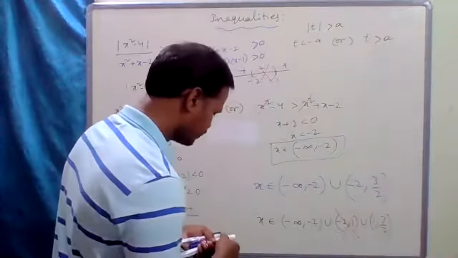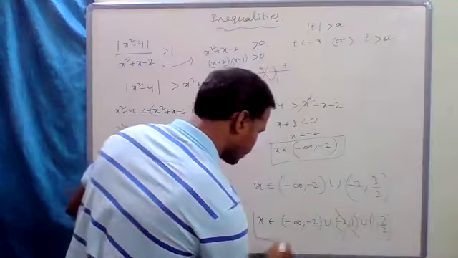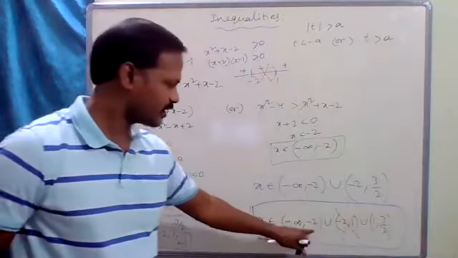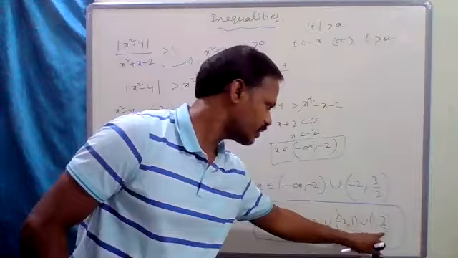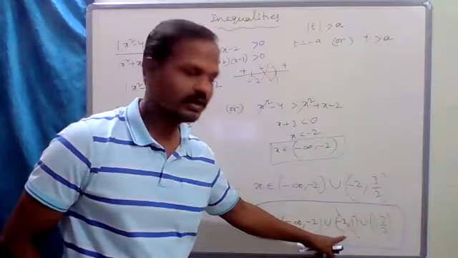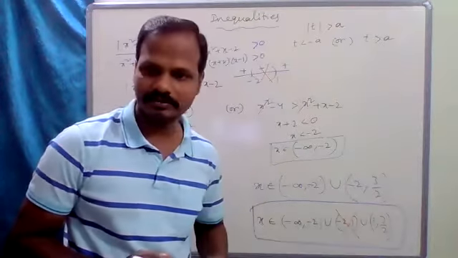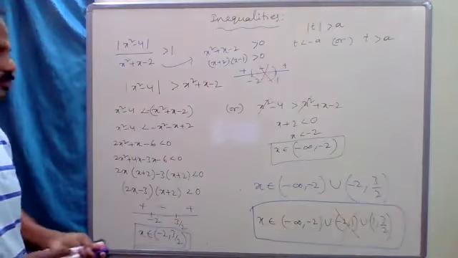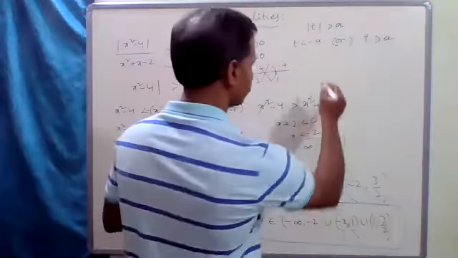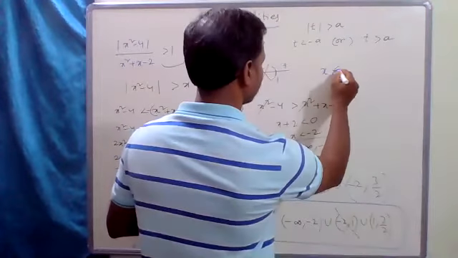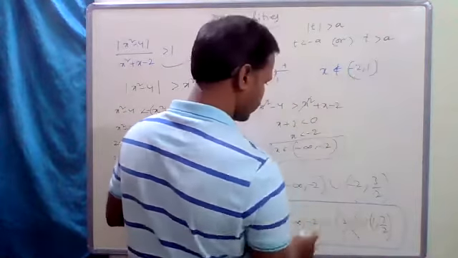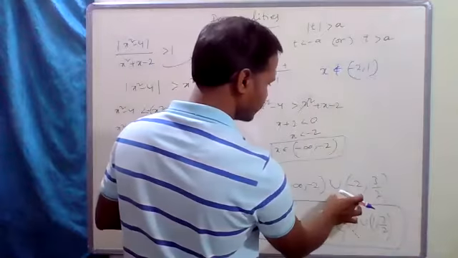The final answer is x belongs to (-∞, -2) union (1, 3/2). This interval should not be in the solution. Is it clear? Yes, so you have to eliminate this one in this interval.